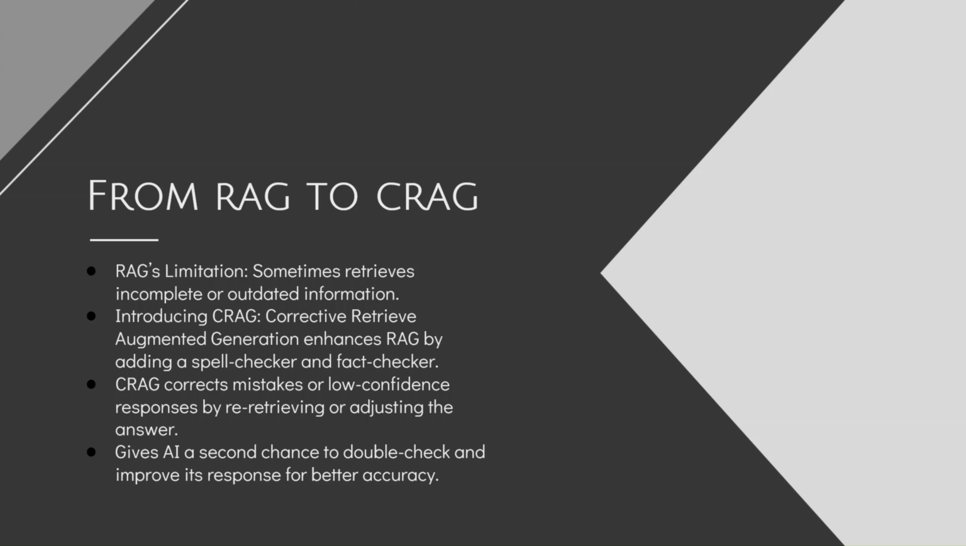That's Corrective Retrieval-Augmented Generation. Think of it like RAG with a built-in spell checker and fact checker. It corrects mistakes or low-confidence responses by going through an extra loop. If something seems off, it will fetch more info or adjust the answer, making sure you get the most accurate response possible. It's like giving your AI a second chance to double check itself before telling you what it knows. So next up, let's break down exactly how CRAG works.